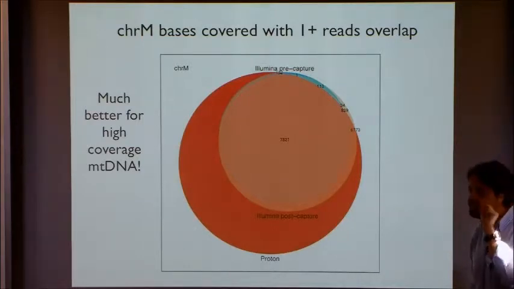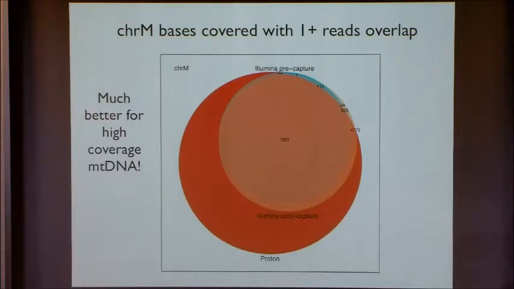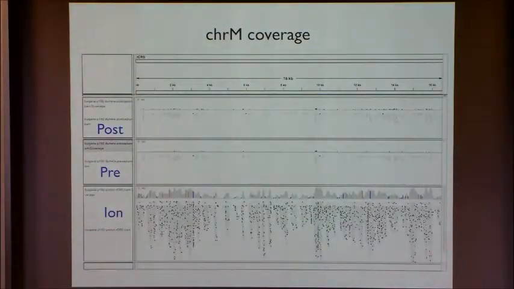Now, just because we've got somewhat higher coverage of this, and this is an important point, the data is still sort of 1 to 2x data. And remember that the Illumina technology still has 1 to 2% error. So the actual quality of the data is not spectacular.